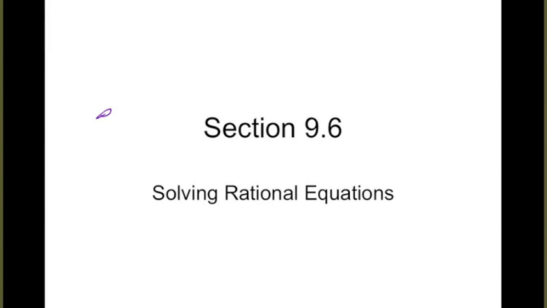In this last section in the chapter, we're going to look at how to solve rational equations. So we've worked with rational expressions, adding them or multiplying them. But now we're going to have an equal sign in there and want to solve the equation.